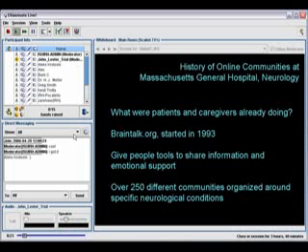Initially it started out as a bulletin board system, a little dial-up system. That didn't really take off. Then when the web really started taking off, I wrote some simple scripts to create some basic web-based forums. And I created different areas in these web-based forums organized around specific neurological conditions.